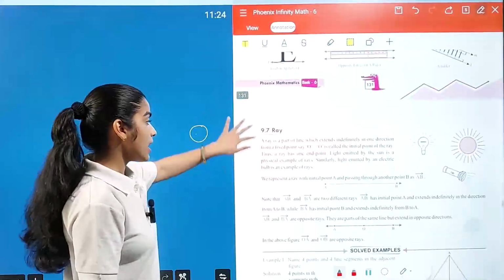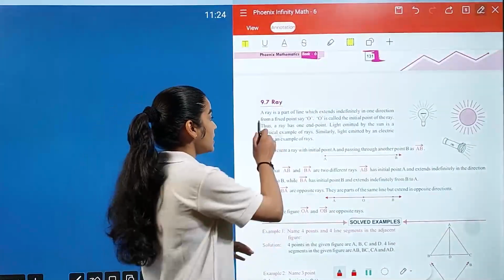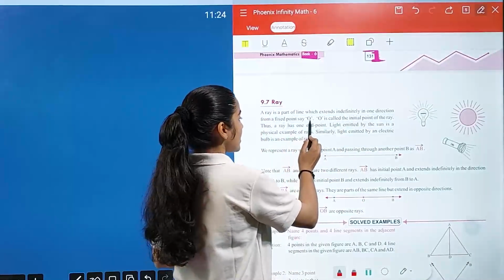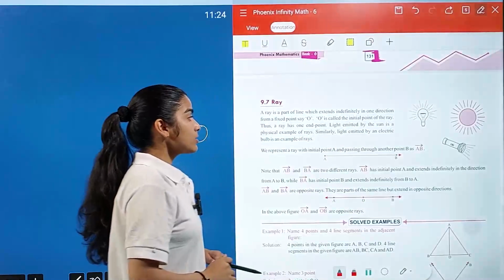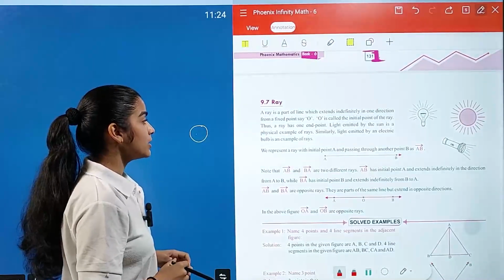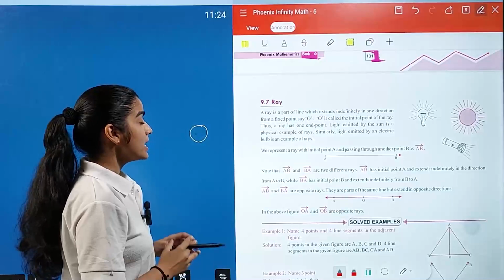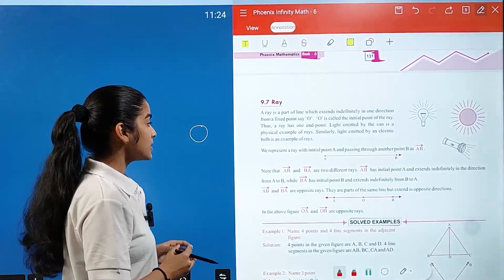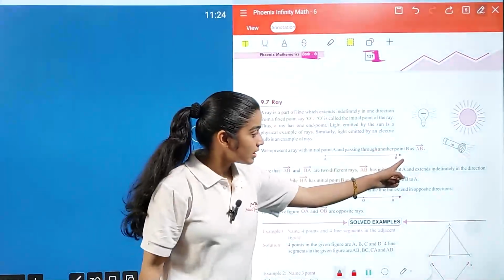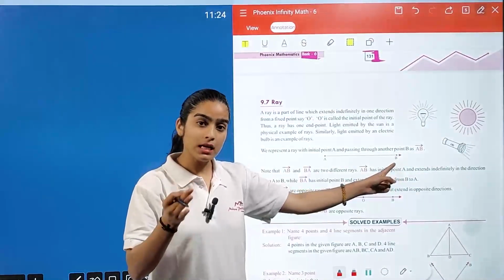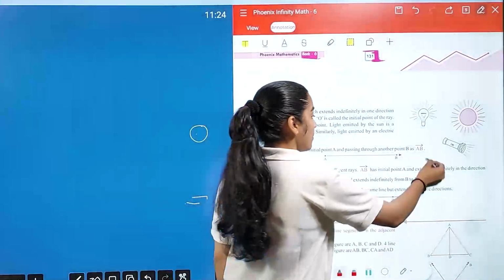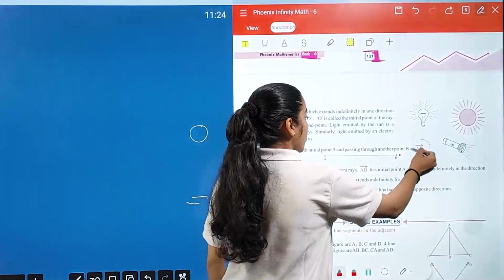Okay, now we have to read about the ray. A ray is a part of a line which extends indefinitely in one direction from a fixed point, say O. So O is called the initial point of the ray. Thus a ray has one endpoint. Light emitted by the sun is a physical example of rays. Similarly, light emitted by an electric bulb is an example of rays. So what we notice here is that when we have an arrow on only a single side, with a starting point but not an ending point, that is called a ray. And how can we represent it? By labeling it A and B, with an arrow on only one side.